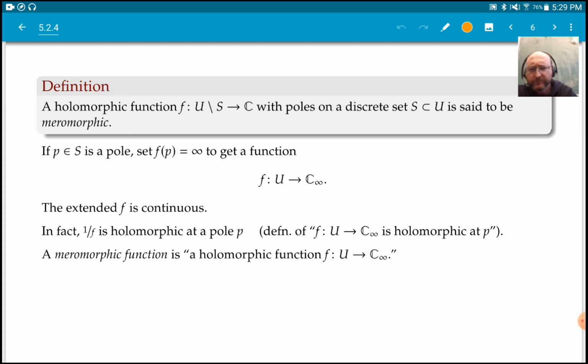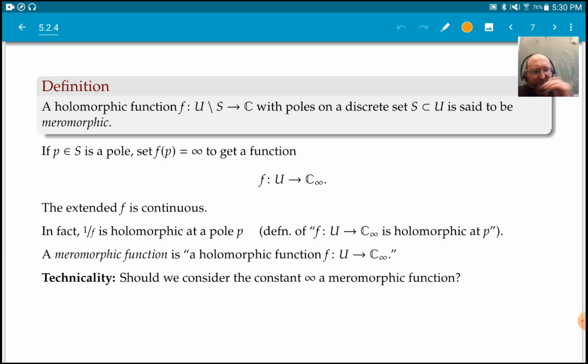Now, a meromorphic function, with this definition of holomorphic, is basically just a holomorphic function from U to C infinity, right? So that would be another way of defining what a meromorphic function is. It's a function valued in the Riemann sphere that's holomorphic, rather than just valued in the complex numbers, it's now valued in the Riemann sphere. Now, there's one small technicality with this.